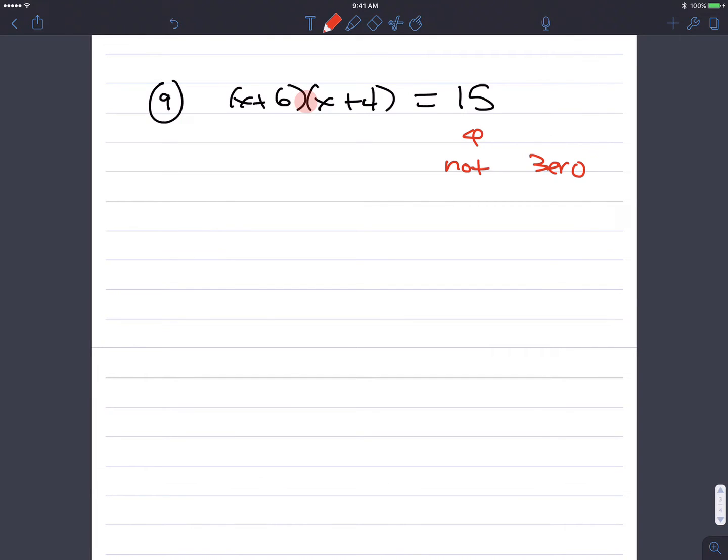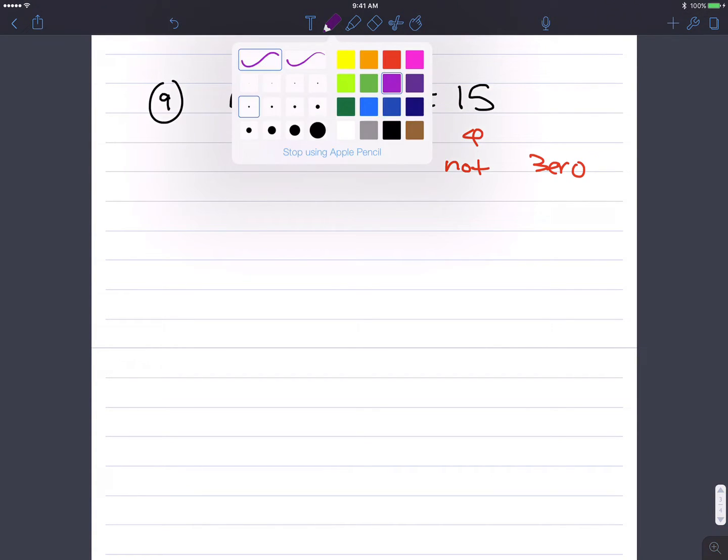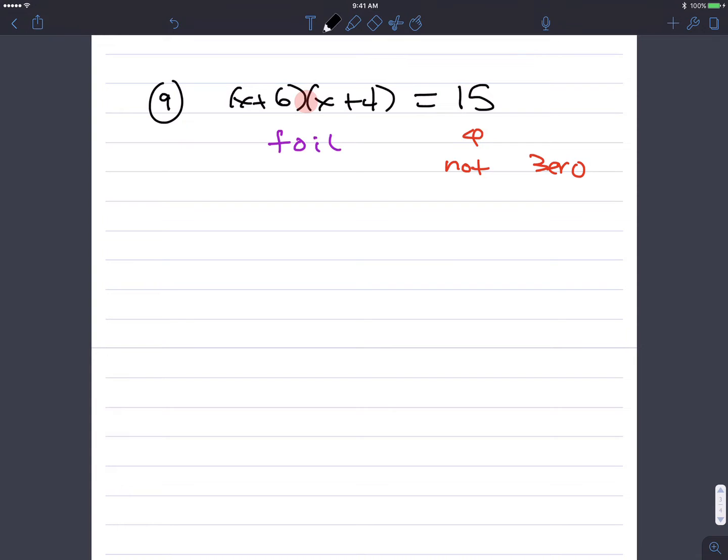Now, I want to point out to you guys something here. This problem requires us to simplify. And how we simplify is the following. We are going to use FOIL here now. And I'll show you why we do that. So when I use FOIL here, I get the following, right? Well, let's get this FOIL out.